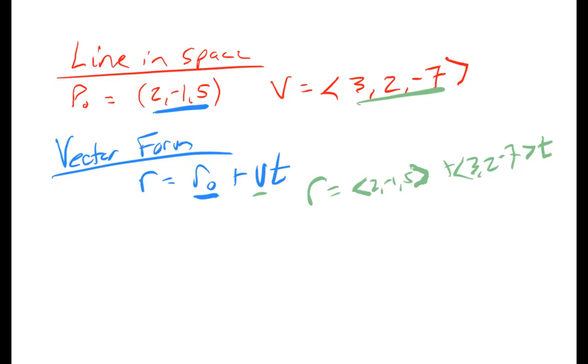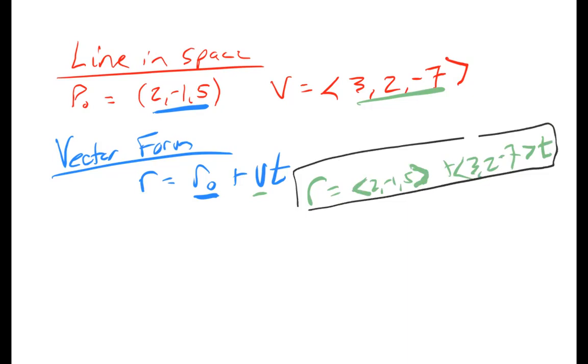When you think about it, this kind of looks like slope-intercept form to me. I'm just changing the way it looks. In the direction of this vector, that's like our slope. This is our point. Maybe it's more like point-slope form, but to me, it looks more like slope-intercept form.